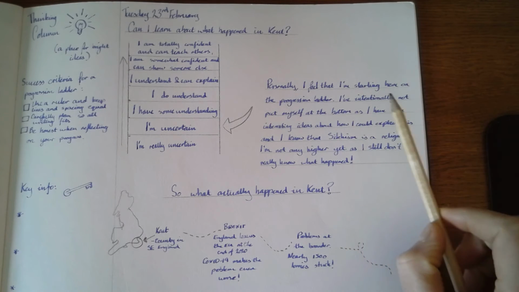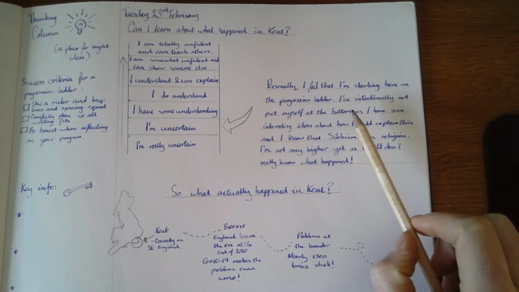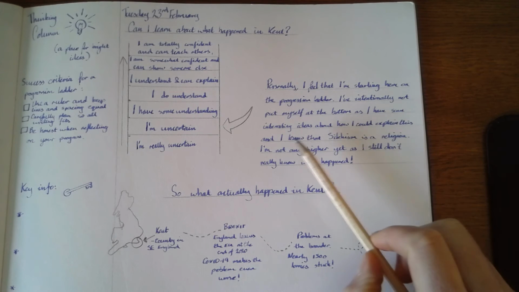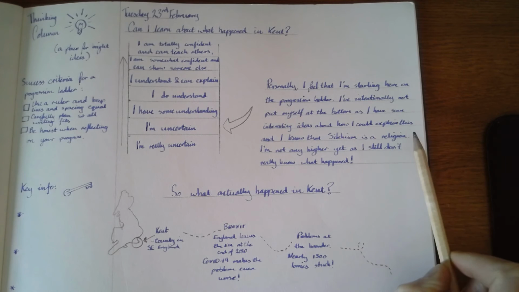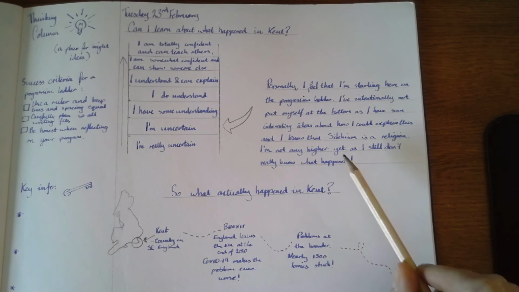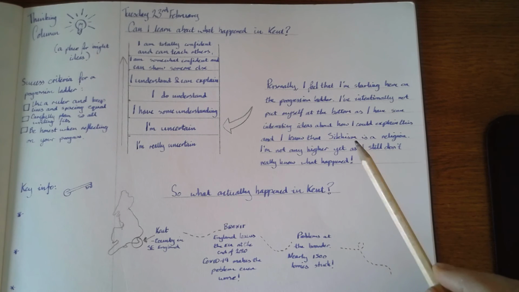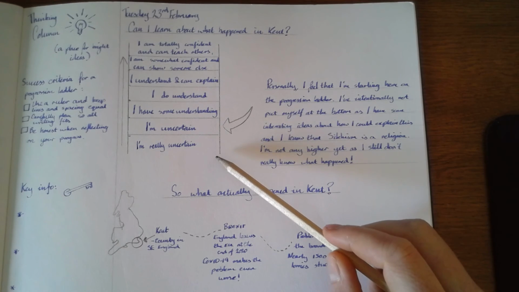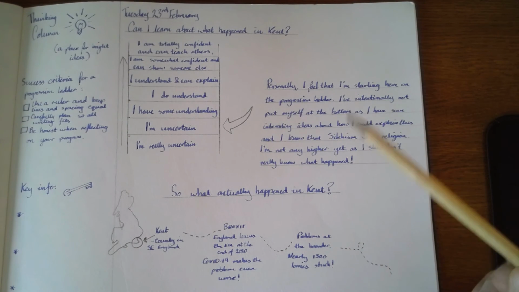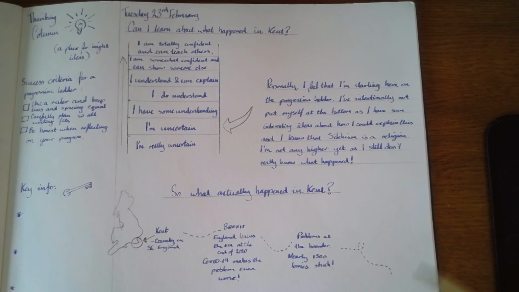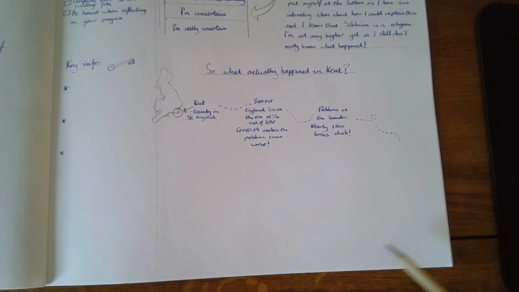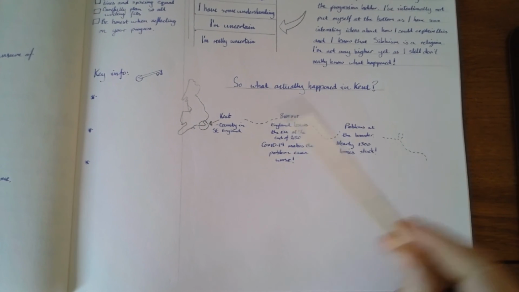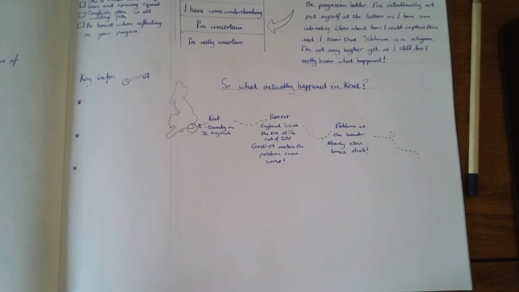Personally, I feel that I'm starting here on the progression ladder. I've intentionally not put myself at the bottom, as I have some interesting ideas about how I could explain this, and I know that Sikhism is a religion. I'm not any higher yet, as I still don't really know what happened. So I'm not properly at the bottom, but I'm still pretty uncertain about what's gone on here. But this is how I'm setting my page out today, and then I'm creating my timeline of events of what's gone on, so that we can better understand what actually happened in Kent.